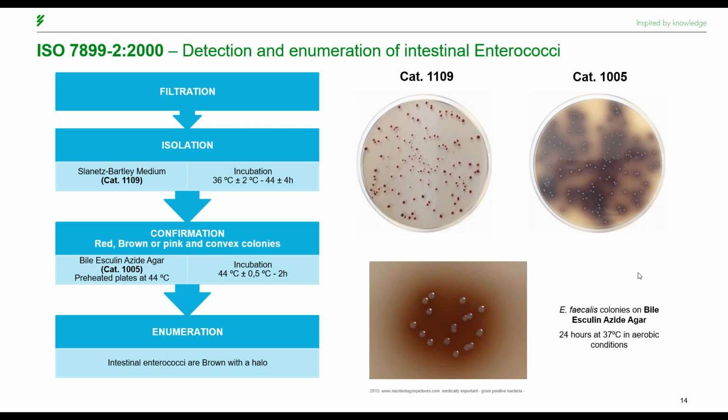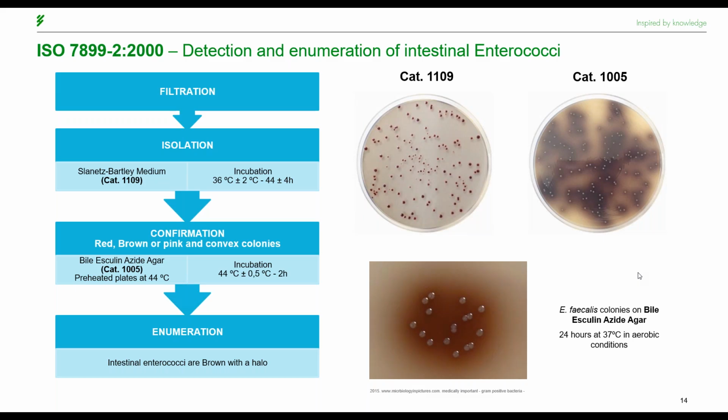ISO 7899 describes the method for the isolation of several species of intestinal enterococci, including those of greater relevance, such as Enterococcus faecium and Enterococcus faecalis. The basis is very similar to the previous one: the sample is filtered through a membrane filter, and then this filter is placed on a selective medium. On this occasion, the Slanetz and Bartley medium.